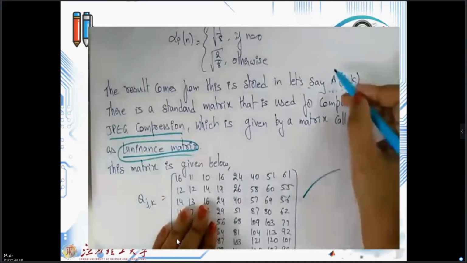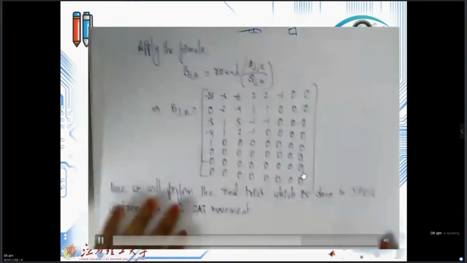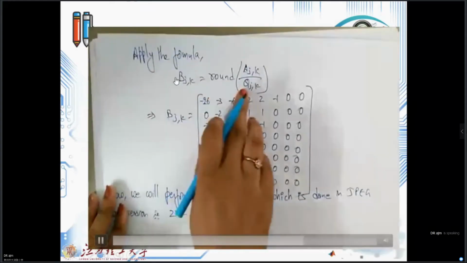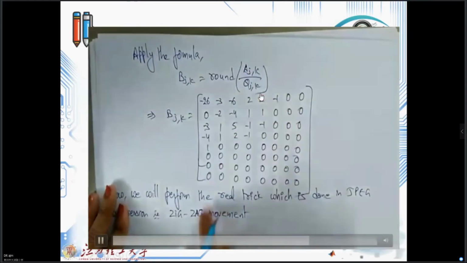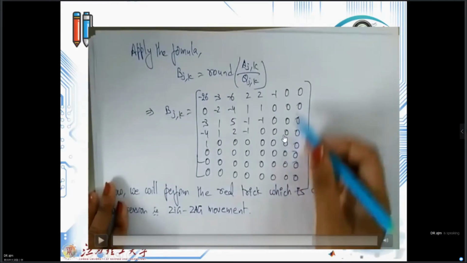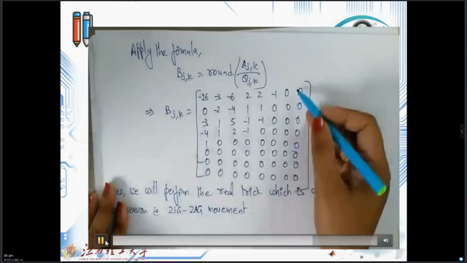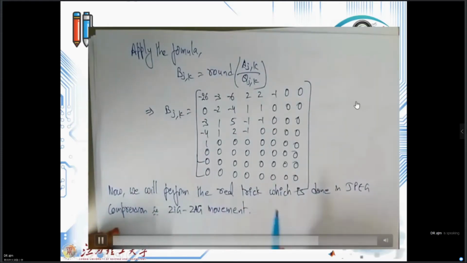Then if we consider that matrix and those coefficients there, we can apply the formula of round of ij and ik to all the members that we have, and then the numbers will come out. And you will see that we have lots of zeros now here. Now we should perform the trick which is done in JPEG compression, the zigzag movement.